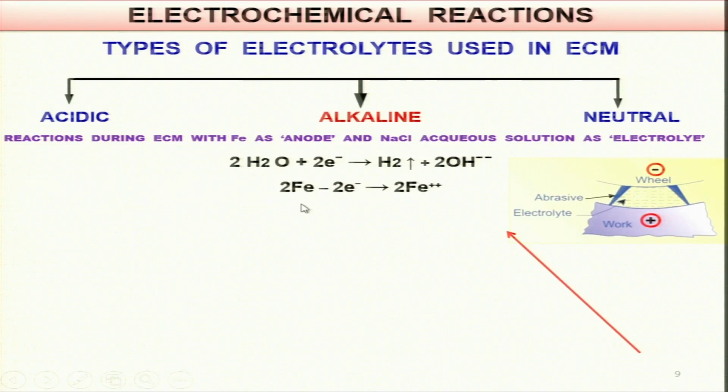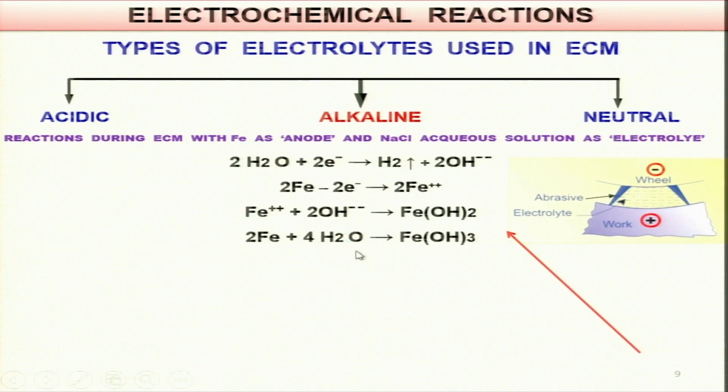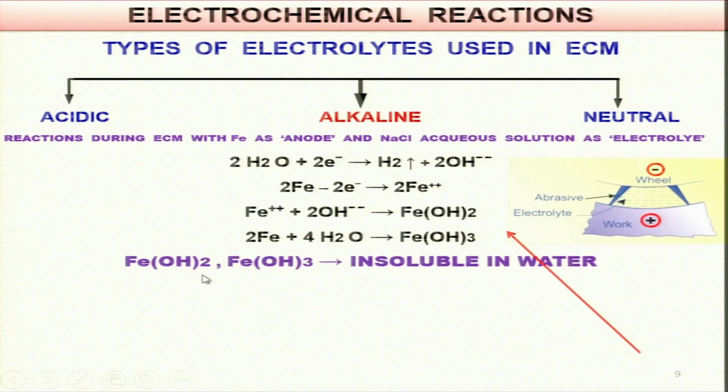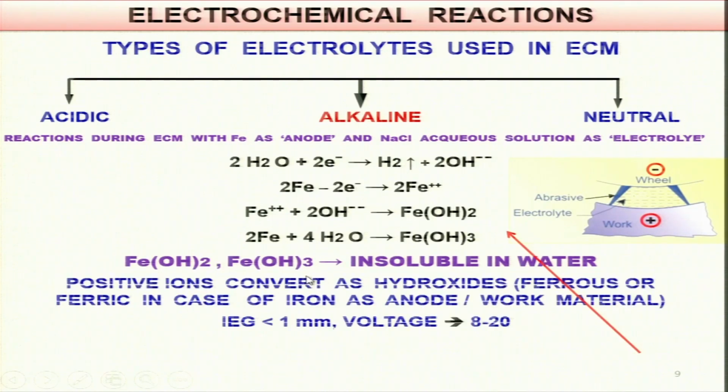2OH-. Then you have the iron, electrons are taken out from it, so it becomes positively charged, Fe2+ ions. Then Fe2+ and twice OH- from here, both of them react and you get ferrous hydroxide, Fe(OH)2. In certain cases you can get ferric hydroxide also: 2Fe plus 6H2O gives you ferric hydroxide. Fe(OH)2 and Fe(OH)3 are insoluble in water.